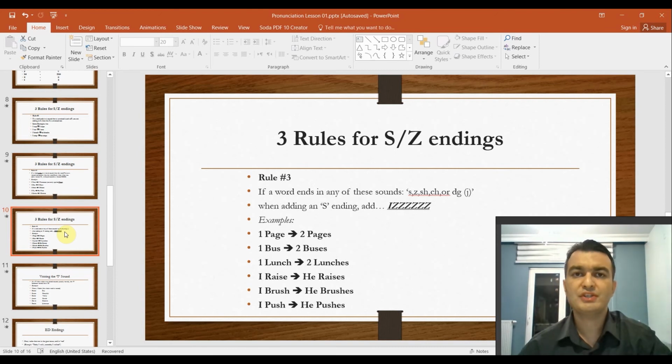Brush, brushes. Push, pushes. Mostly the word teach, okay, is a problematic word basically. They say, for example, teaches. My teacher teaches biology. That is wrong because the word ends in a ch sound and then you have to add iz. Teaches. My father teaches biology, okay? These are very important. Practice a lot.